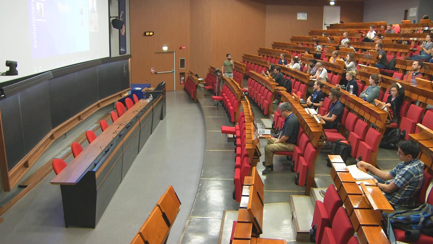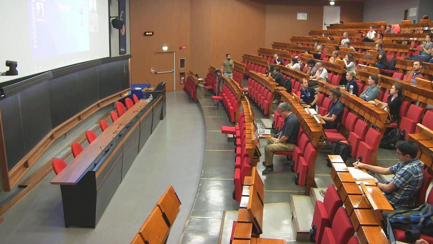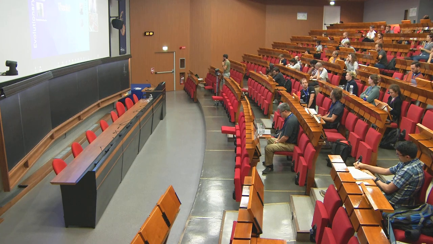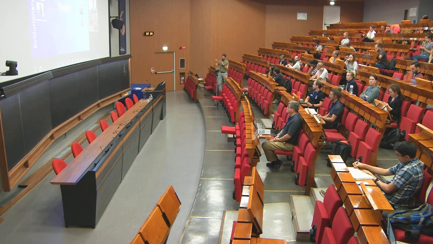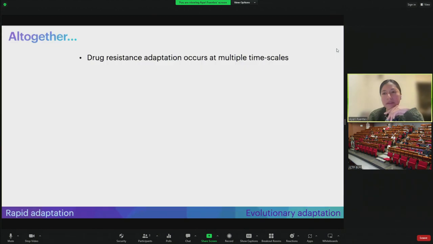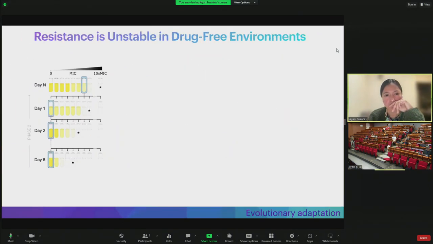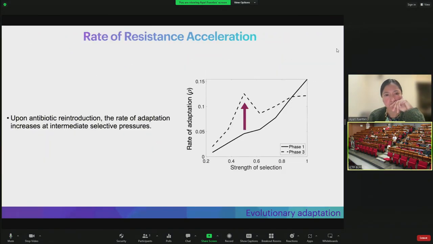So we have time for a few questions. So I actually have a question. When you were showing the model, there were the two, the weak selection and the strong selection regimes. In both cases, it seemed that the weak resistant and the strong resistant strains were coexisting. I didn't understand what is the mechanism that determines their coexistence.